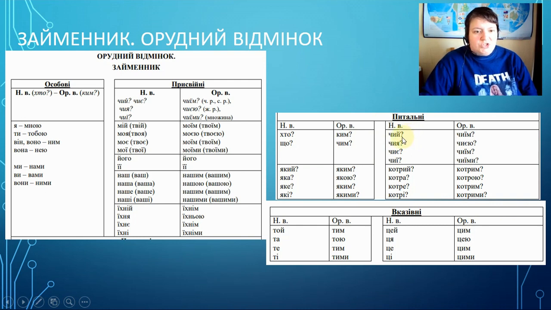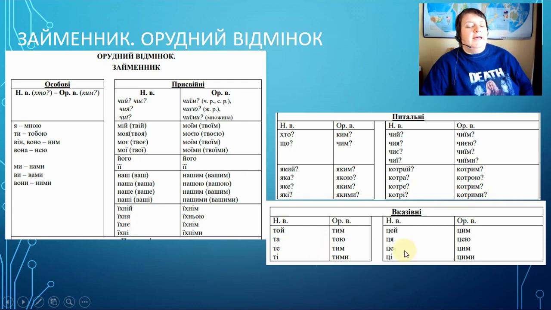Possessive questions. Чий, чия, чиє, чиї. We look through here. Чиїм, masculine, чиєю, feminine, чиїм, neuter, чиїми, plural. And which one in order? Котрий, masculine, котрим. Котра, feminine, котрою. Котре, neuter, котрим. Котрі, plural, котрими.